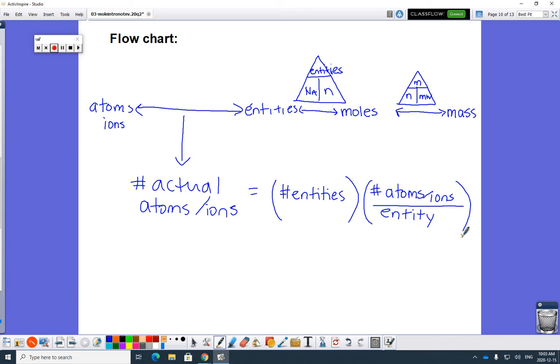So then when you do these questions, if you're given mass and you're asked for atoms or ions, this question would be worth more marks because you would have to do 1, 2, 3 steps. Okay, you can't skip. Whereas doing even entities to atoms, like we just did, is really only worth 1 mark because you just have to do one calculation.